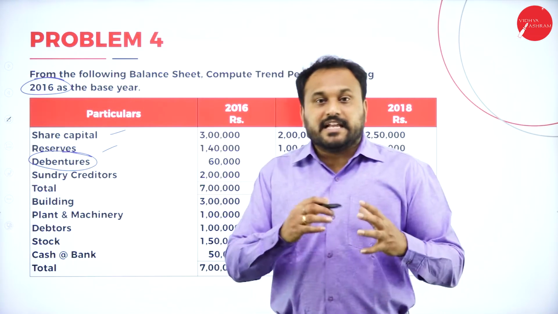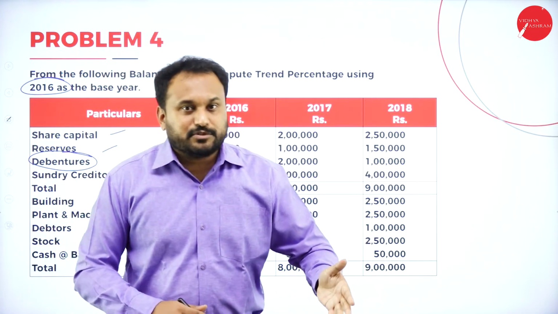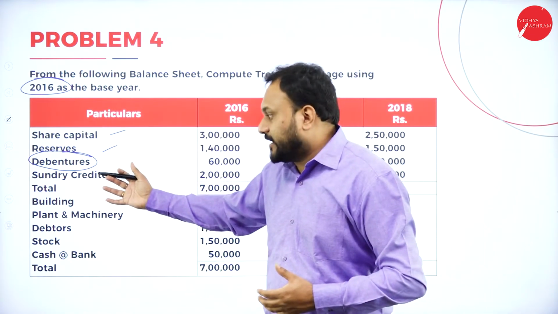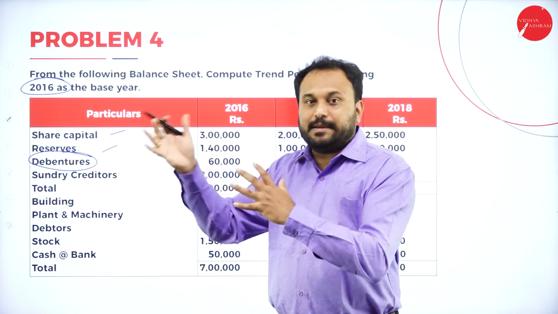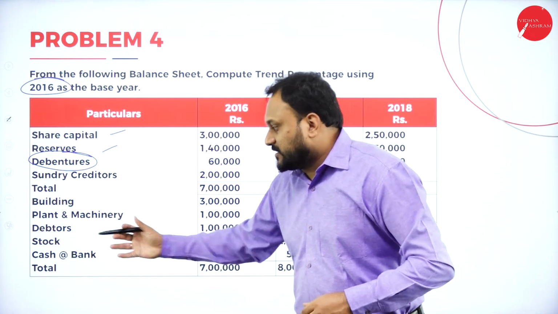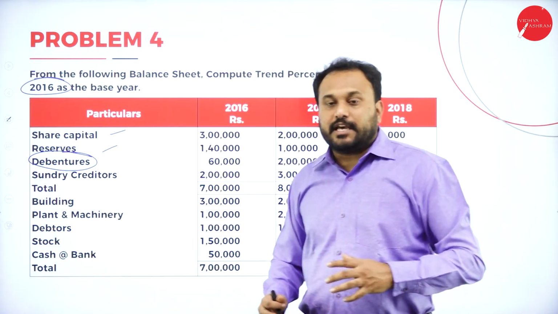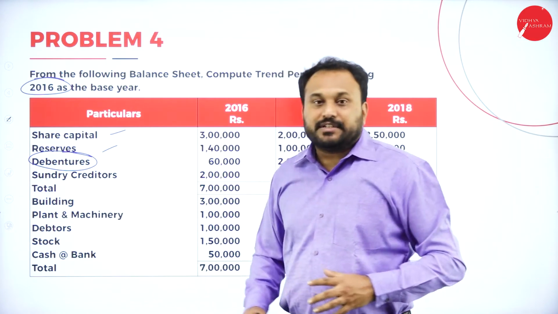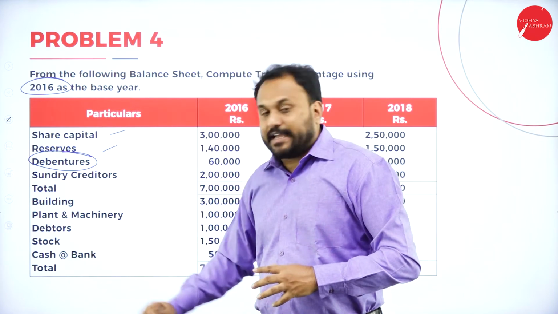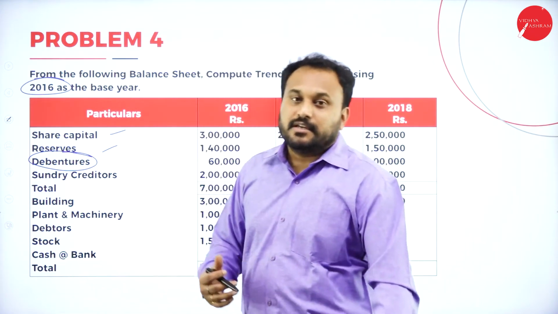Next you have is sundry creditors. Just now you are supposed to go within 1 year you are supposed to pay them. So what it is? Current liabilities. In that you go with sundry creditors. Then total that is called equity and liability. Next we have building, plant and machinery, debtors, stock, cash at bank. When we go with these things, please do understand. Building and plant and machinery are the fixed assets, the non-current assets. Then debtors, stock and cash, they come under the current assets, then go with a total. So let's start the problem.